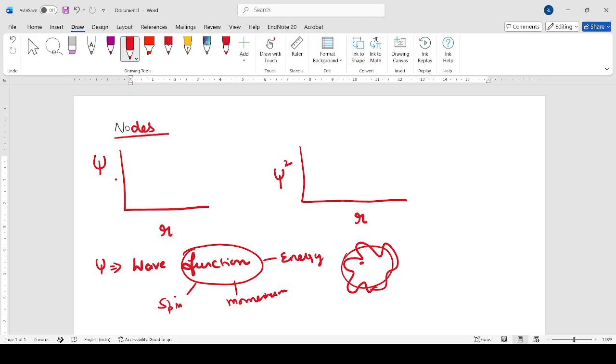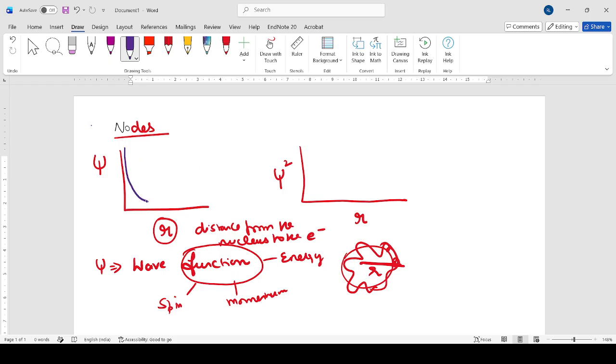So when they attempted to draw the graph between psi versus r, this part tells you about the distance from the nucleus to the electron. Consider the electron is here moving like a wave. What is the distance that it is traveling? That is called r. So the first graph was between psi and r. The second graph was between psi square and r. We are going to learn why they changed from psi to psi square.